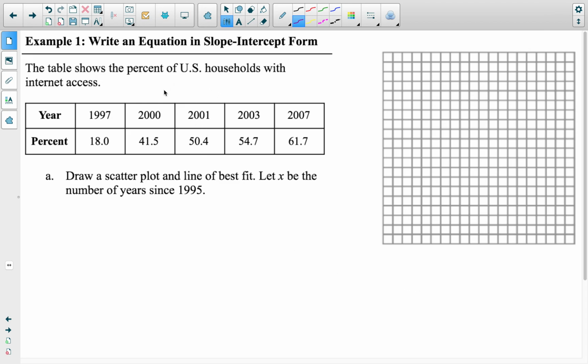Household with internet access gives us years, and it gives us a percent. Draw a scatter plot and line of best fit. Let x be the number of years since 1995. So if x equals 0, then that's the year 1995.